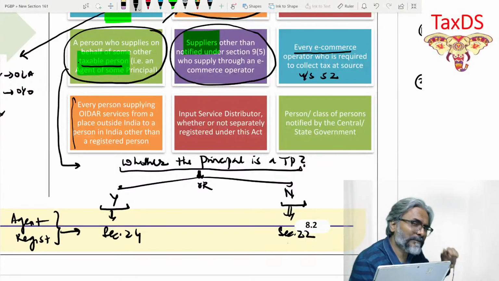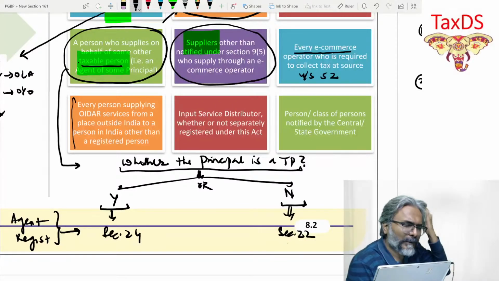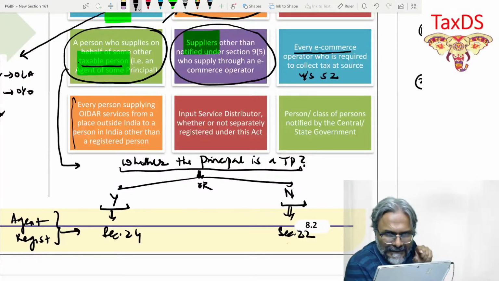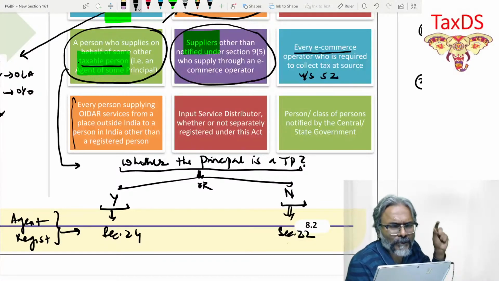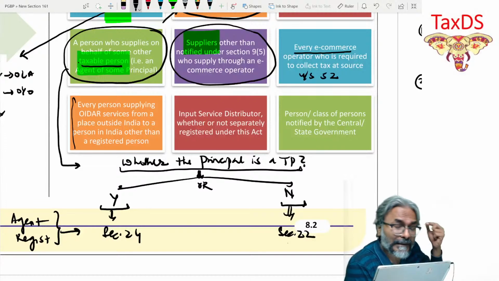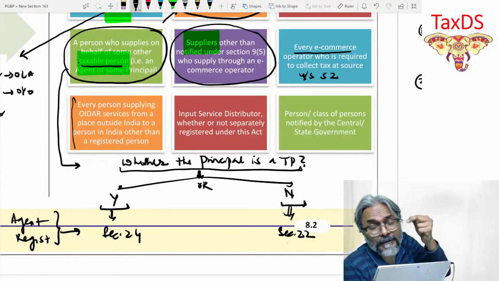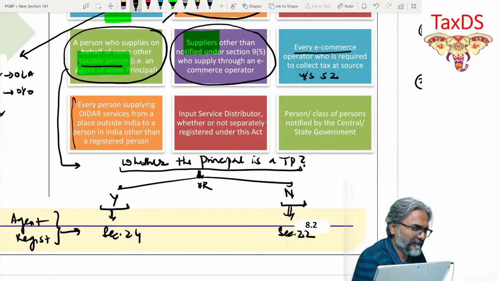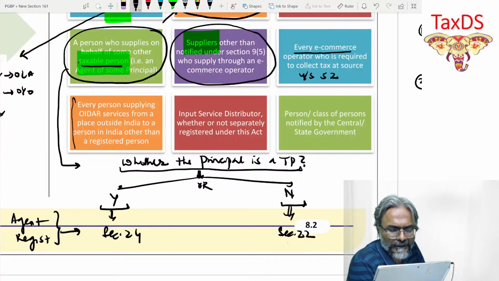Is there any exception to this particular point? Yes. OIDAR is the only exception where there is no RCM, but the OIDAR supplier is the one who will have to make the payment of GST under the forward charge mechanism. This point I have also discussed with all of you earlier.